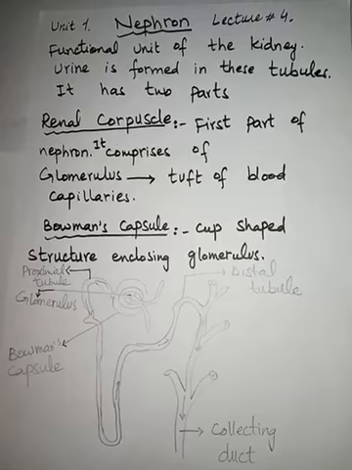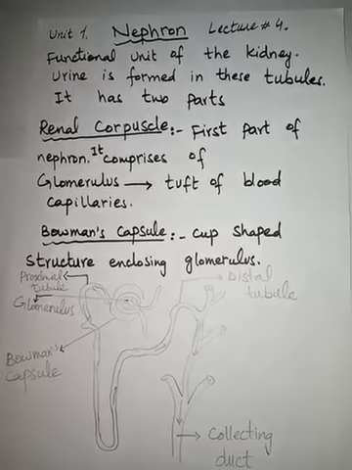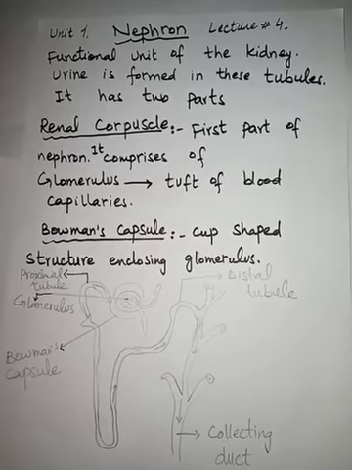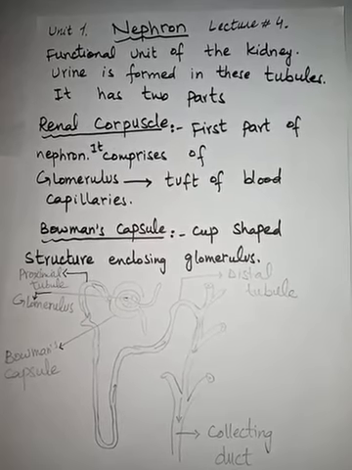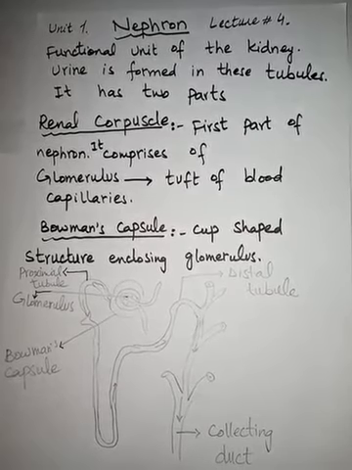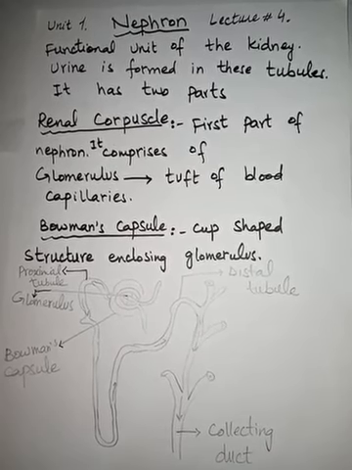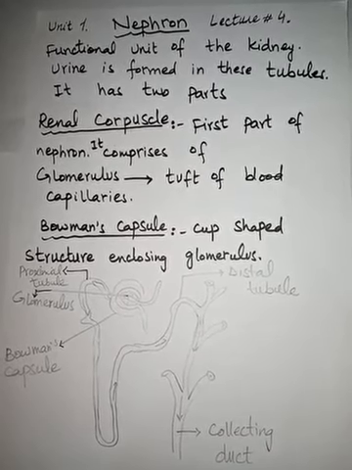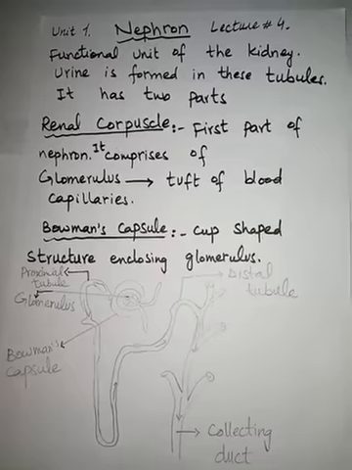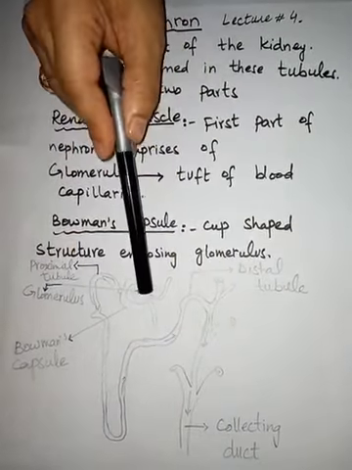What is a nephron? As we have already studied in the nervous system about the nerves, neurons are the basic structural and functional unit of the nervous system. Likewise, nephrons are the functional units of the kidney. They are the tubules where urine is formed. Here is the diagram of a nephron. You can see here.